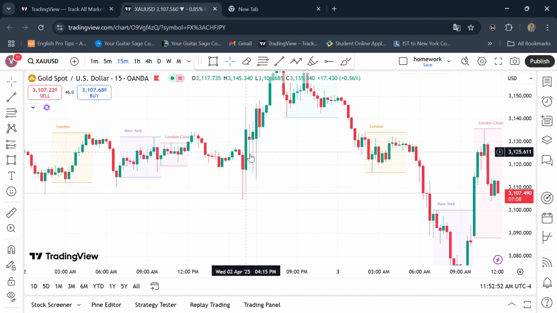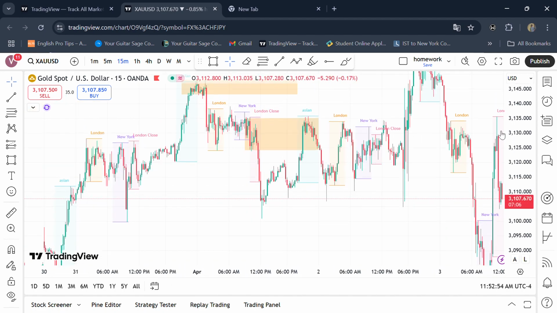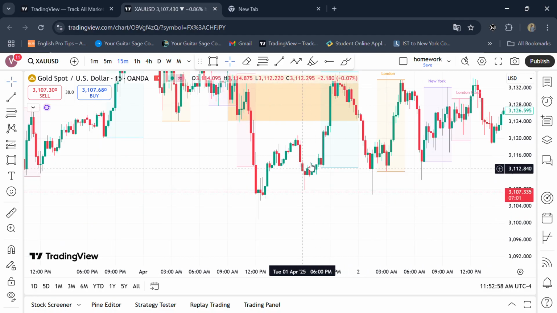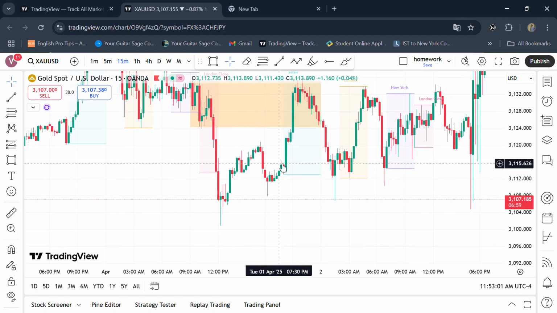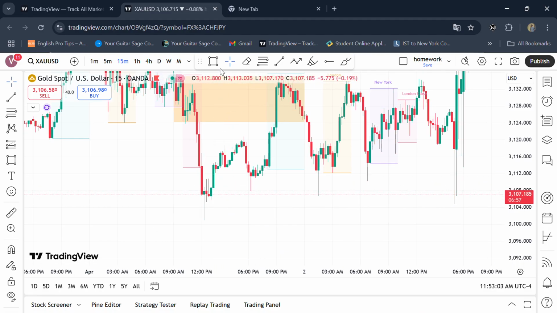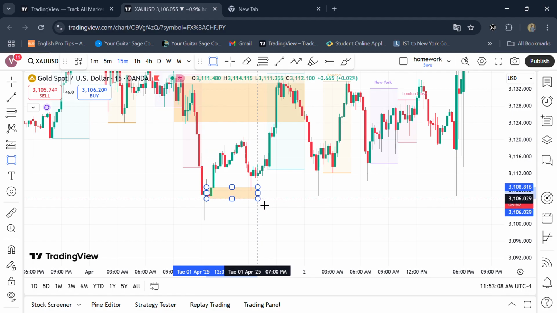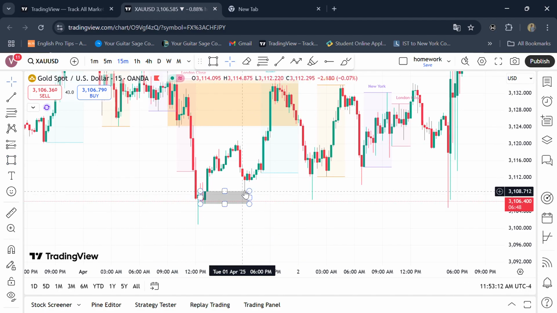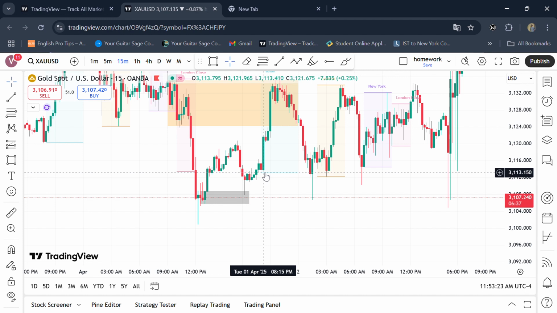We'll go to 15 minutes first, and we'll see what happened before the Asian session started. You will see there was this one 15-minute order block. Let me mark this in black. It tapped this 15-minute order block, and then it gave a move. Okay, this is where the Asian session started.